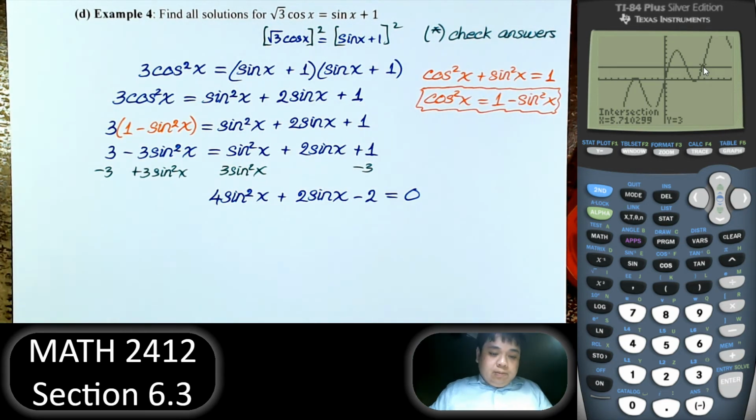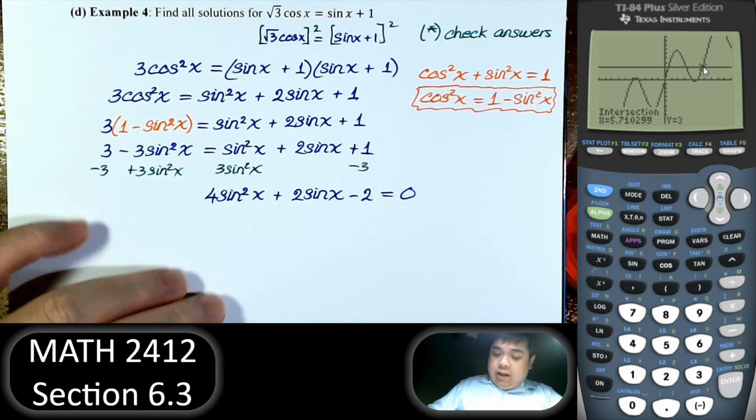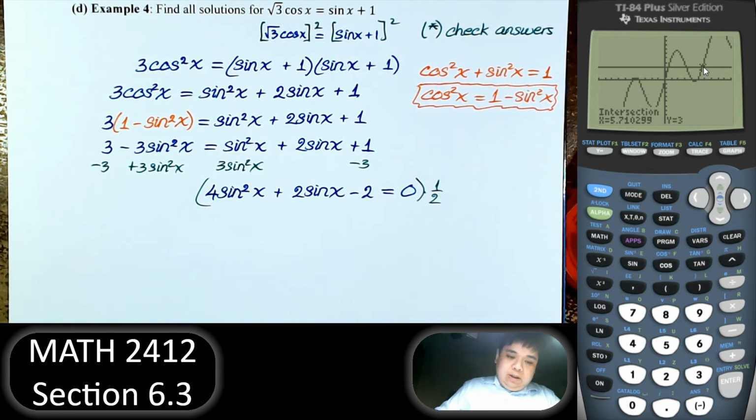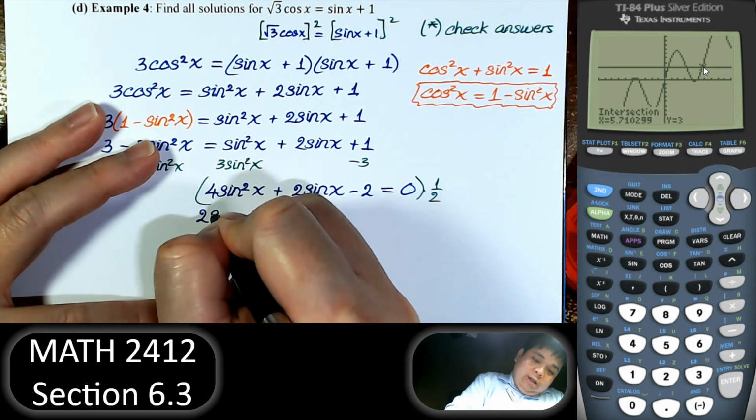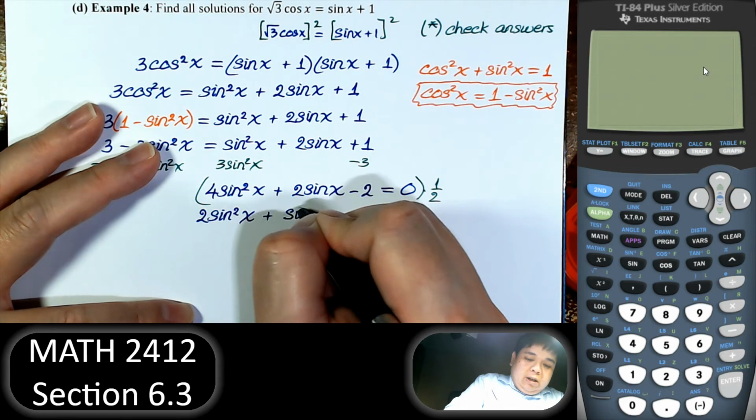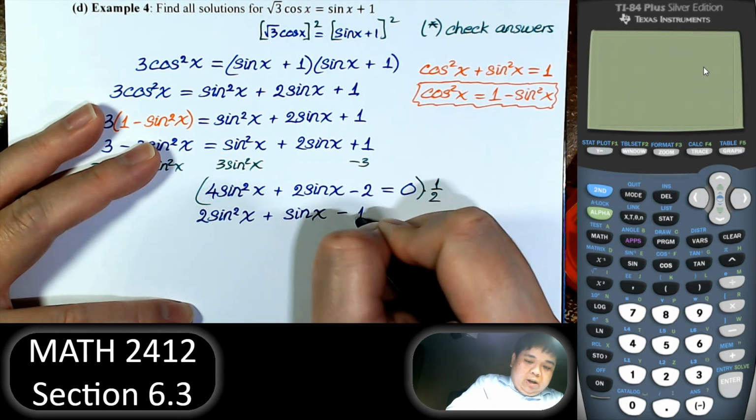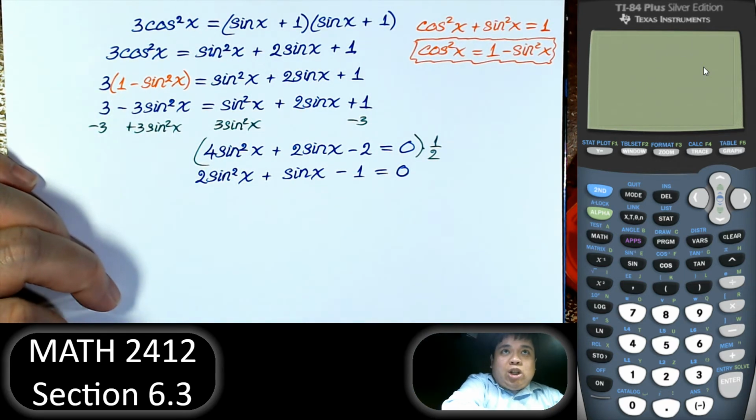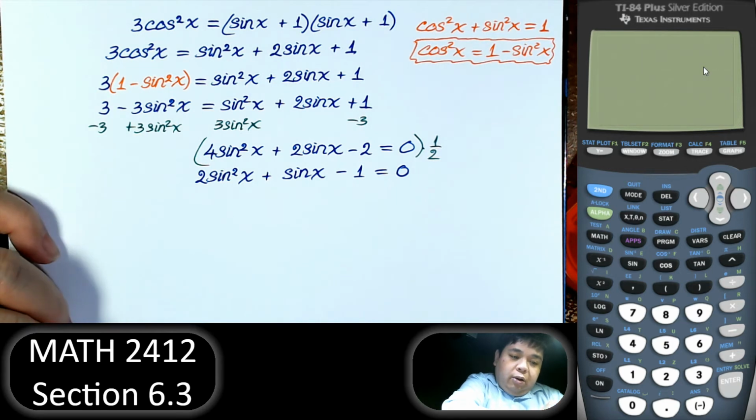Right. Now all of them are divisible by 2, all of them are even. So let's just multiply everything by 1/2. And we have 2 sine square plus sine minus 1. Right, so that's good.